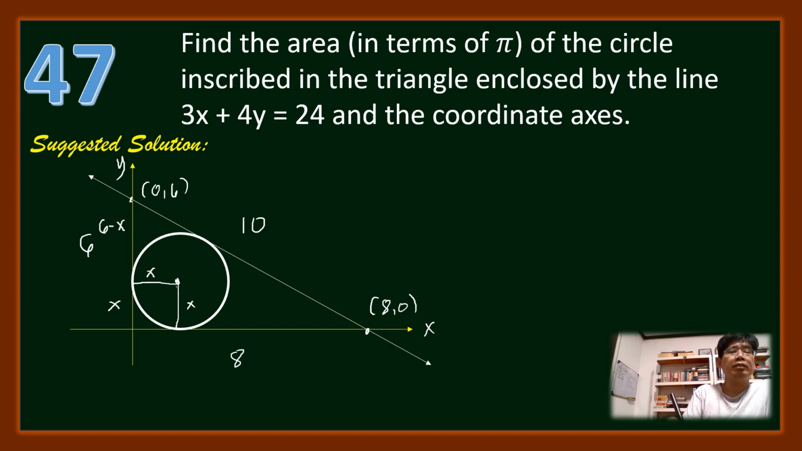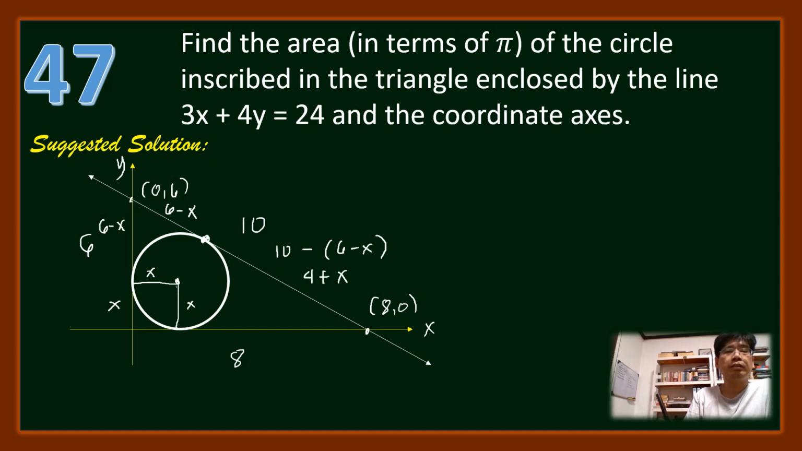By two tangents theorem, from 0, 6 to the other point of tangency, this is also of length 6 minus x. And since the hypotenuse is of length 10, then this will be from the point of tangency to the x-intercept of the line. This will be of length 10 minus 6 minus x. And this is equal to 4 plus x.